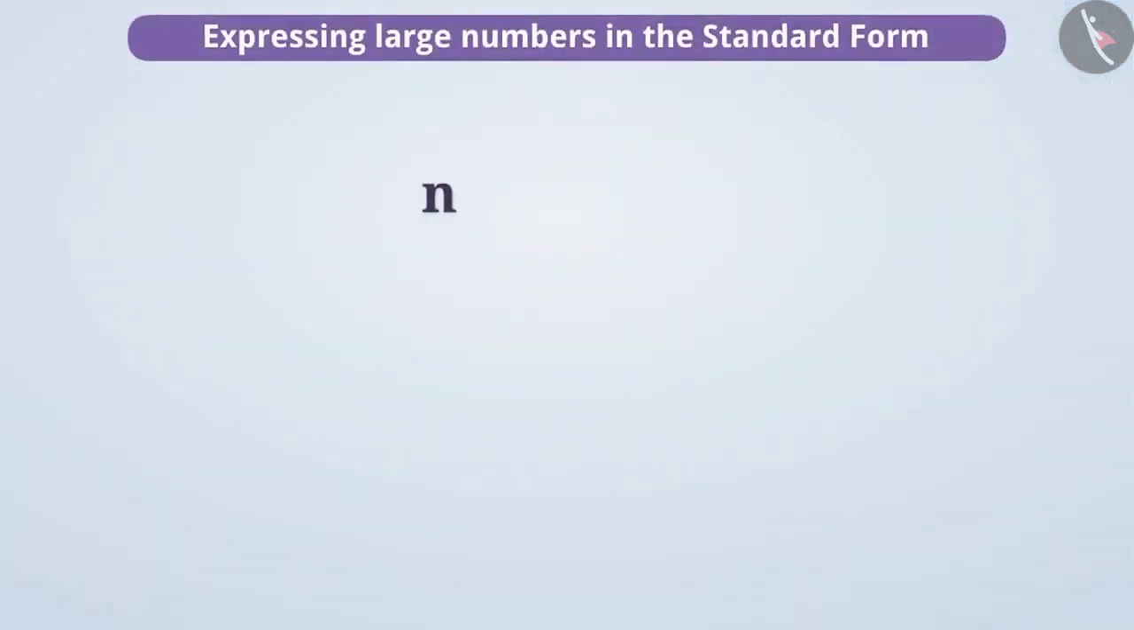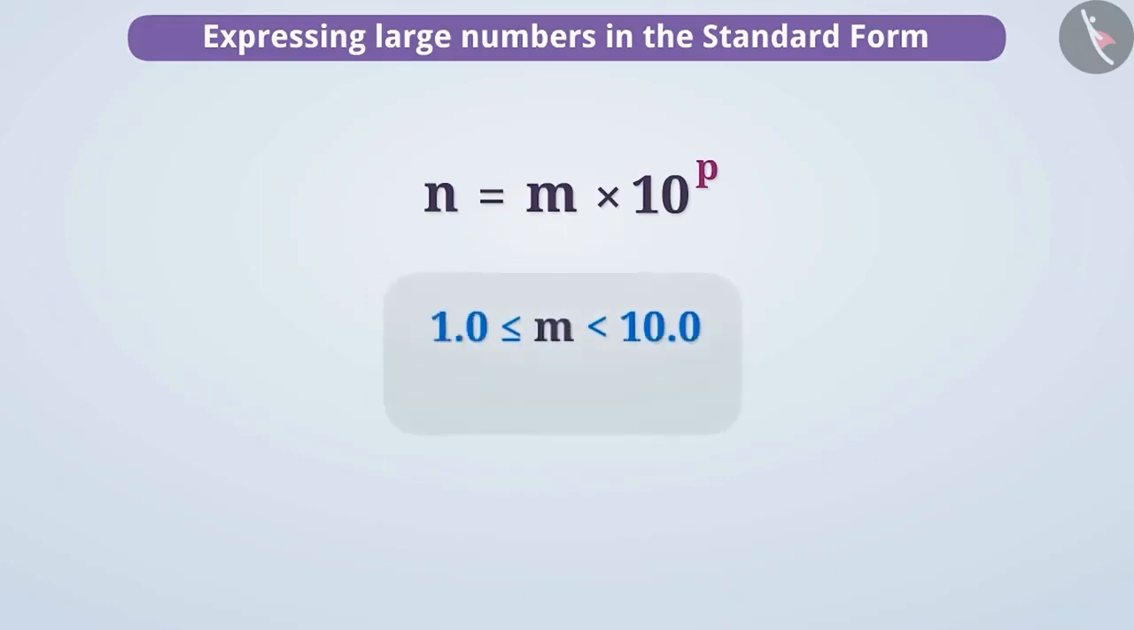We can express any number n using the exponential form m into 10 to the power of p, where the value of m can be equal to or greater than 1.0 and less than 10.0, and p is an integer. Such a form of a number is called its standard form.